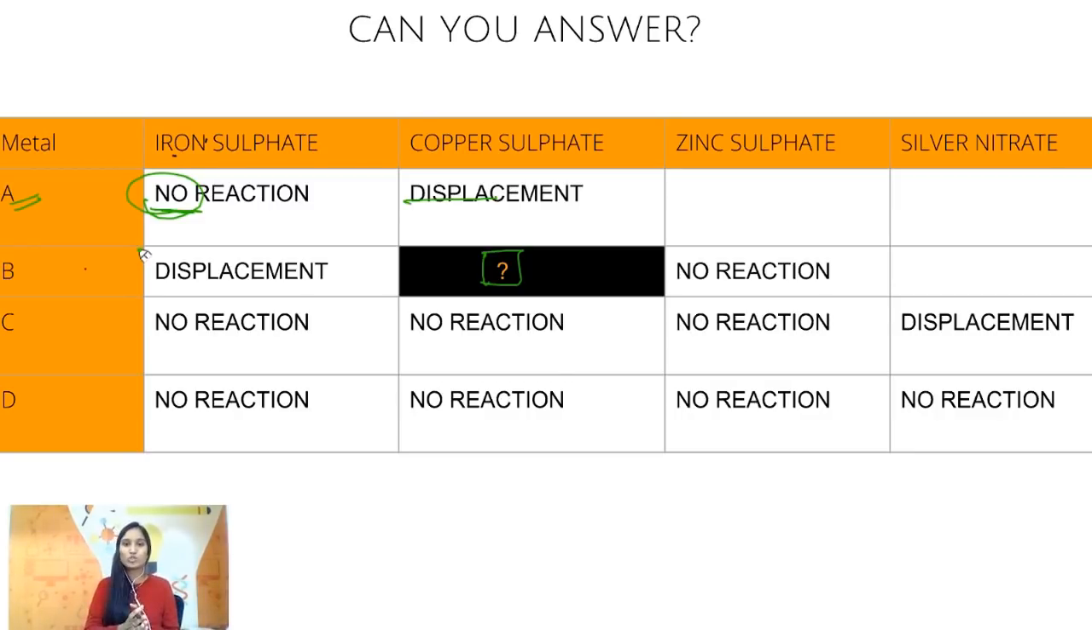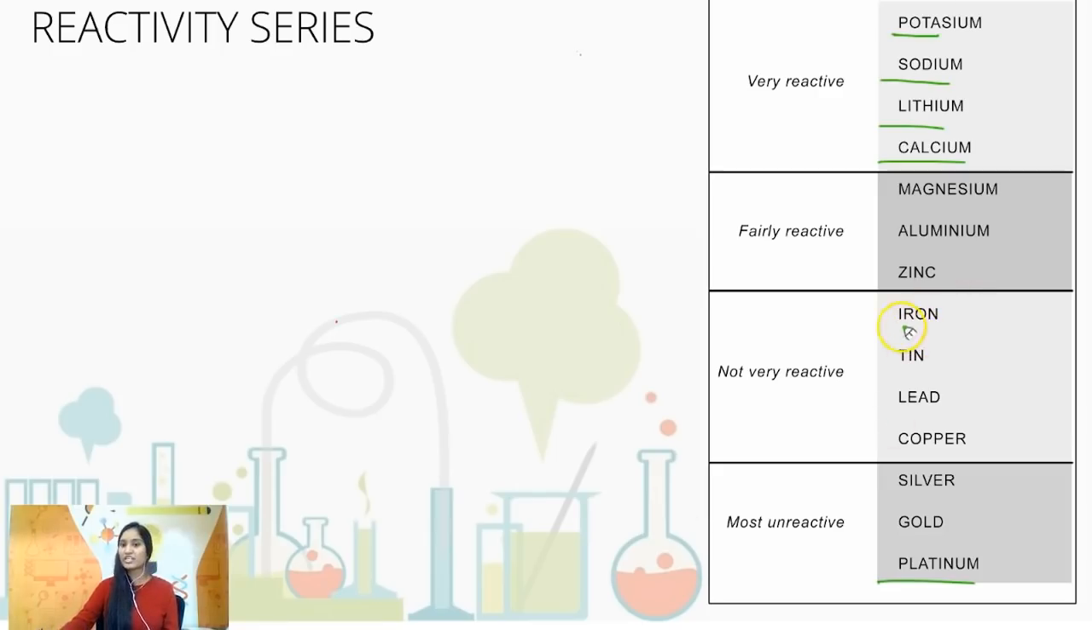Apply the same principle to metal B as well. Metal B is undergoing displacement with iron sulfate. Look at the position of iron sulfate here. There we go. Iron sulfate is here. And if metal B is able to displace iron sulfate, that means the position of metal B is above iron. It's more reactive than iron, isn't it?